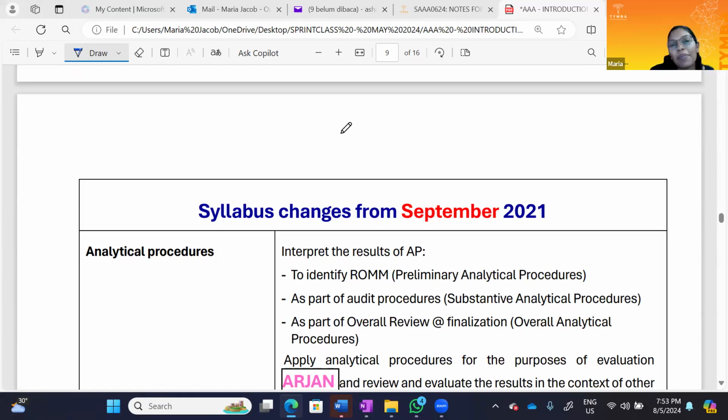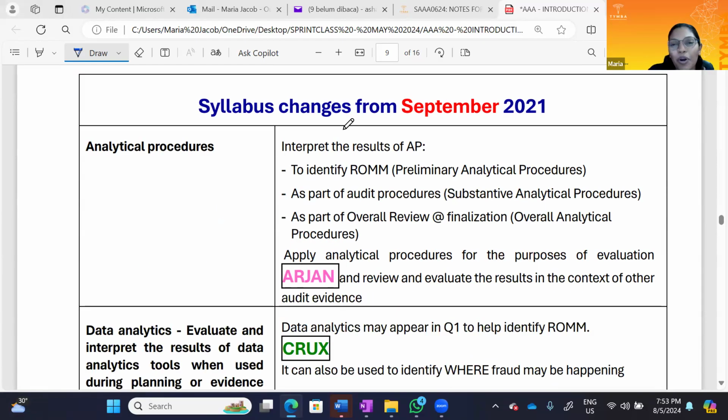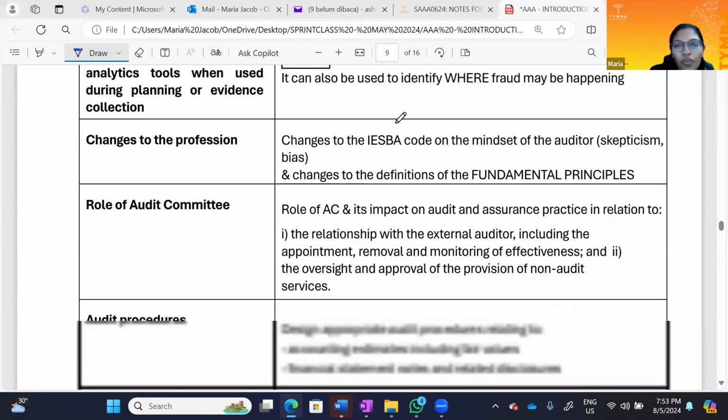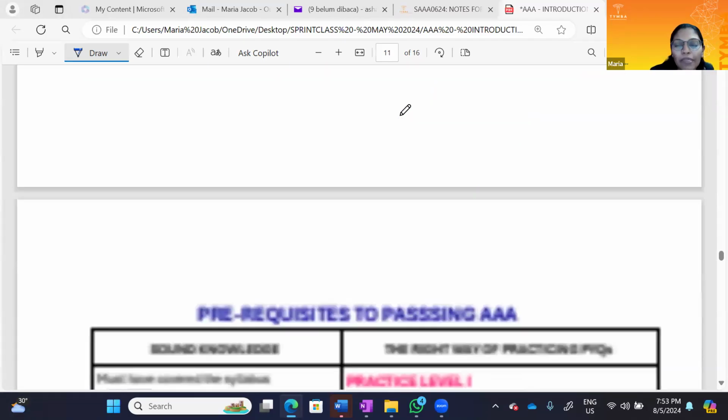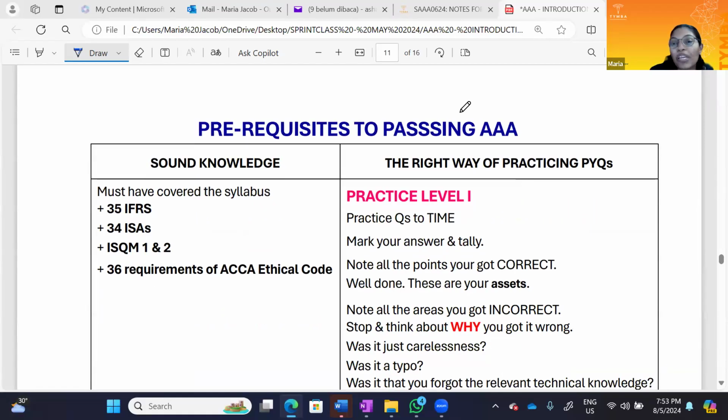Okay, so now I have some reference for you. I'm not going to go through it, but this is just for your reference purpose. What are the changes that they have made in recent times? This is your prerequisite for passing the AAA paper.